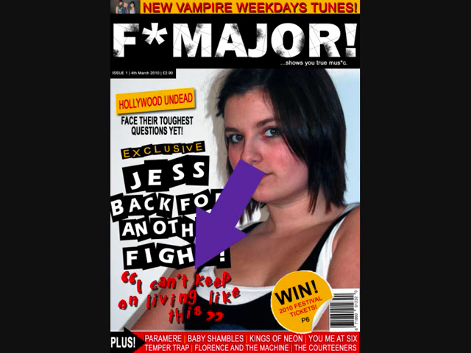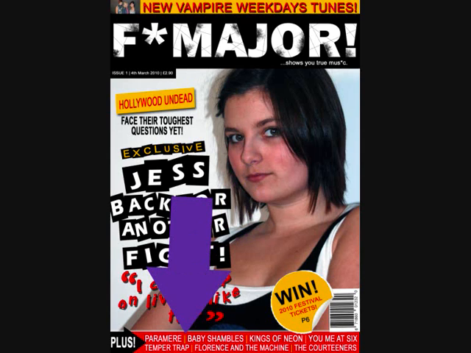I've juxtaposed most of the pull quotes next to images so that my audience can see who or what the quotes relate to. Banner. I used a banner along the bottom of the front cover to advertise other bands and artists that would be featured in the magazine. I anchored the banner with the word plus. This will attract the audience as it will make them think that they are getting more for their money.